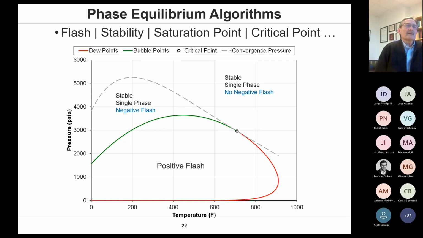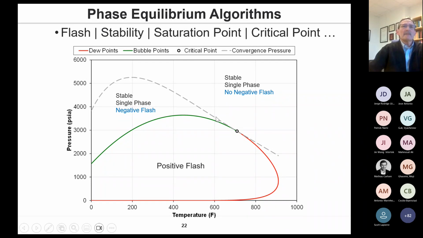Now, when it comes to the algorithms, the phase equilibrium algorithms, we've got the isothermal flash calculation, and the stability test introduced by Michelsen as a precursor to the flash calculation. It may also be used in connection with calculating saturation pressure, lower and upper saturation pressures, and the critical point. So this diagram is for a constant composition and plots pressure versus temperature. Within the envelope of the green and red line, you see the region where we have a so-called positive flash. That means that we have two phases, each phase amount greater than zero, a physical phase split.